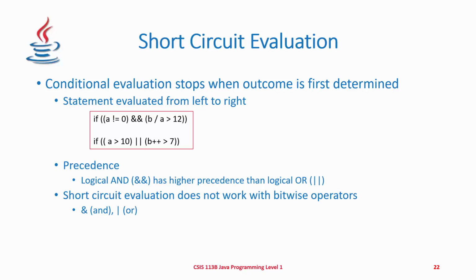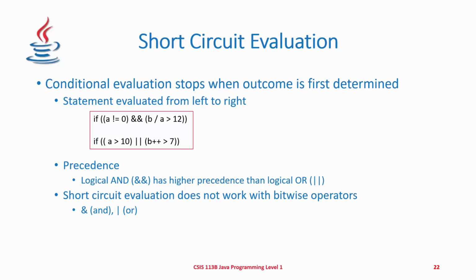But in the second example, what you see is we have an OR. See, in the first condition, both had to be true for the entire statement to be true. So that's why we could short circuit. If just the first part was false, we could short circuit it. With an OR, it does have to check both, because if a is not greater than 10, we're saying OR b incremented is greater than 7, we are checking to see if either of those is true to make it a true statement.